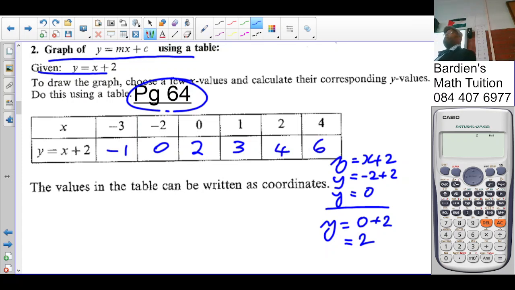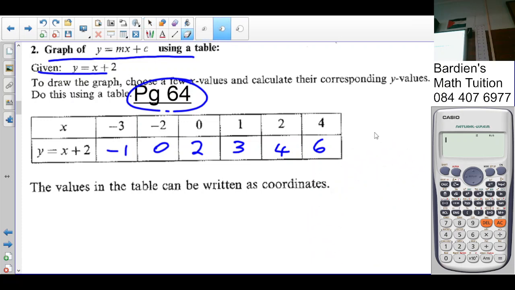Yes, sir. Now, the values in the table can be written as coordinates. Not so? Where this is your x and that is your y. So it's going to be minus 3 and negative 1. Now you write the rest for me, okay?